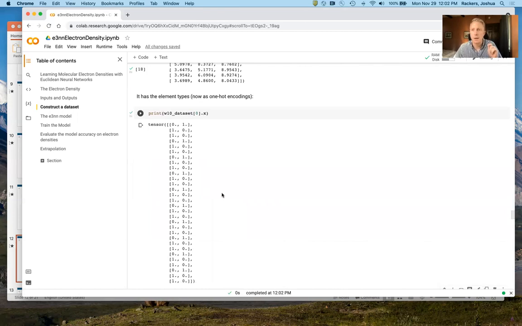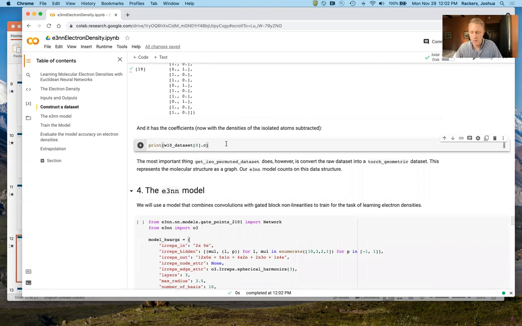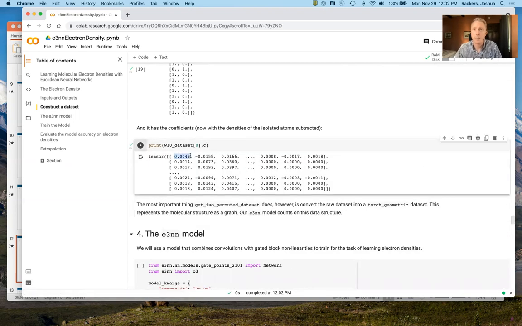It was 8 and 1 before, and now we've switched to a one-hot encoding, which we find works better for the network. So this is 0, 1 if it's oxygen, 1, 0 if it's hydrogen. And of course we have the coefficients, and notice now that this first coefficient is not the same anymore because we've subtracted away the isolated oxygen density from the atom.